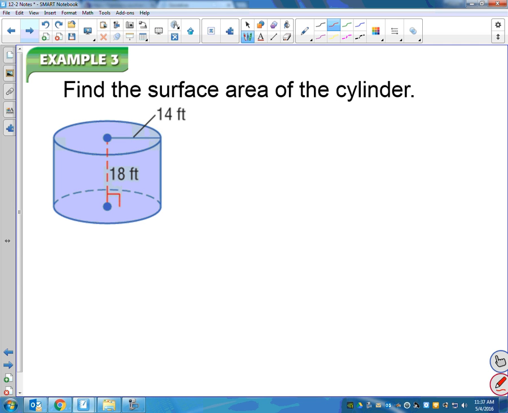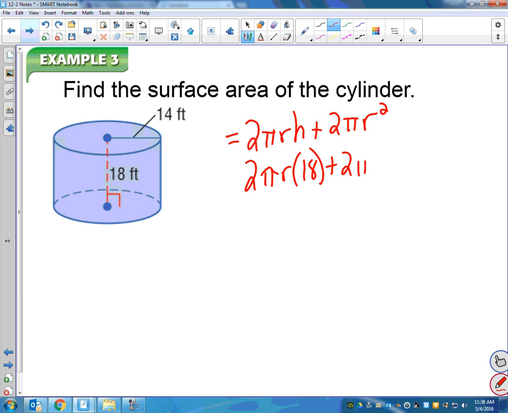So, surface area is 2 pi r h plus 2 pi r squared. A lot of calculator work. Again, not a bad idea to write something down every now and again. My height here is 18. Why did I plug r in there? My radius is 14. And really, you should be able to type that in all at once on your calculators.